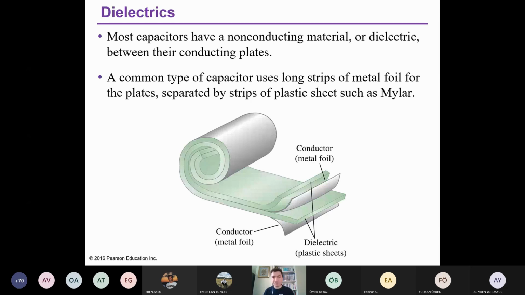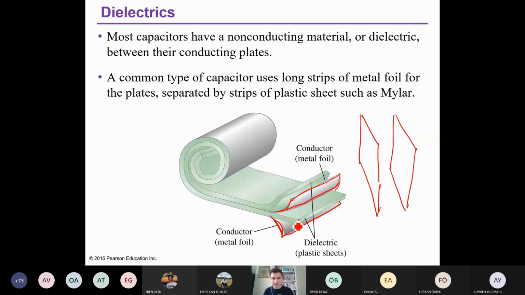Here in the picture, you see a metal conductor foil. This one, let me draw. This is a conductor, a metal foil. And here we have another conductor, this one. You can think of two parallel plates, metal conductors. And with the green color, here you see an additional material.